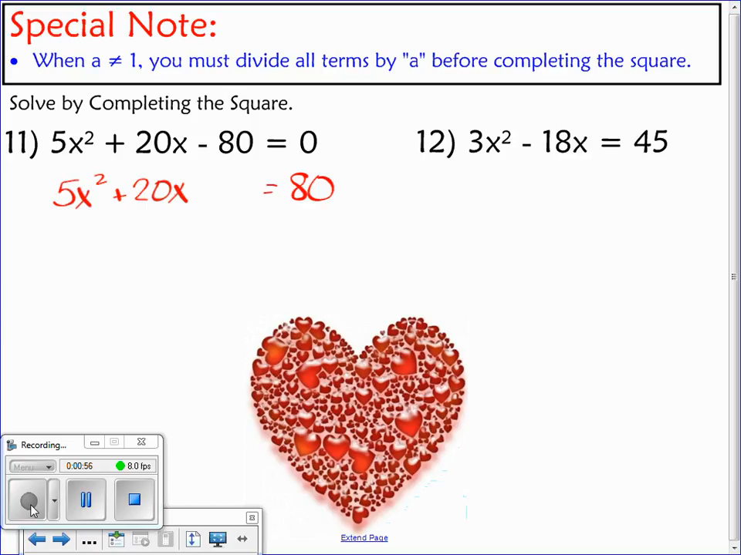All right, next step is divide by A. You divide everything by A. And I want to make sure you're understanding, when I'm dividing by A, even if it doesn't divide nicely, which this one does, you still have to divide and have fractions. Okay? So that gives me x squared plus 4x equals 16.